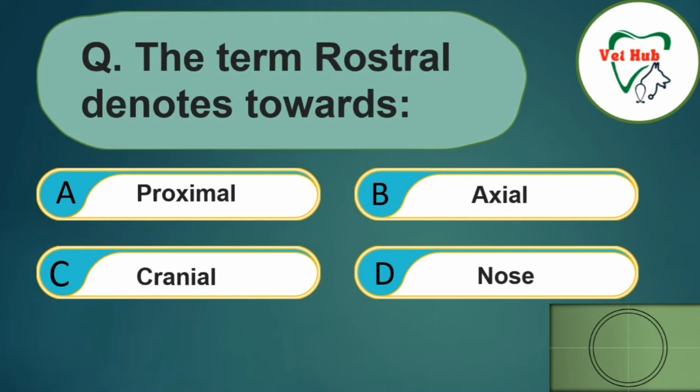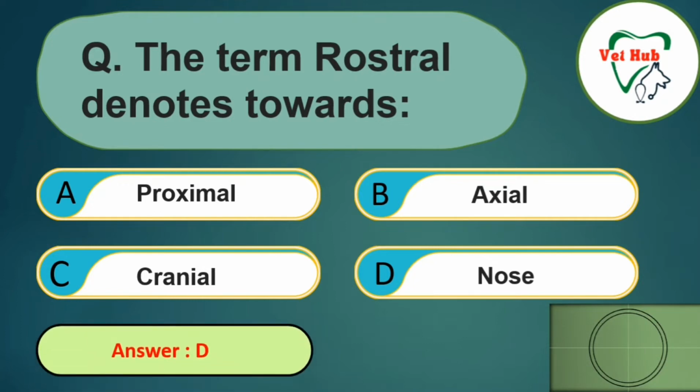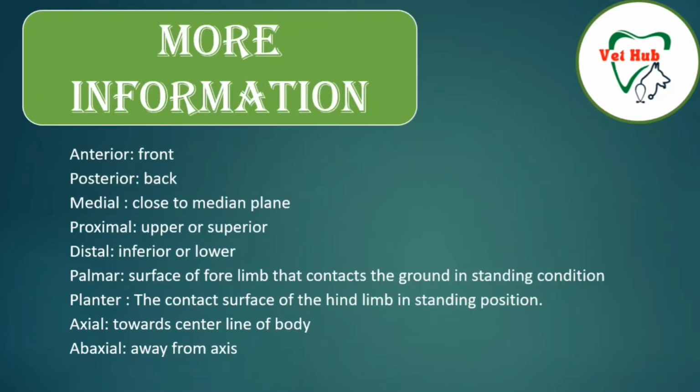And the correct answer is option number D, nose. The term rostral means towards the nose. In veterinary anatomy, various scientific words and anatomical terms are used to indicate the position and direction of different parts of the body. Like anterior means front of the body, and posterior means back of the body. Medial means close to the median plane, while proximal means upper or superior part of the body, and distal means the inferior or lower part of the body.